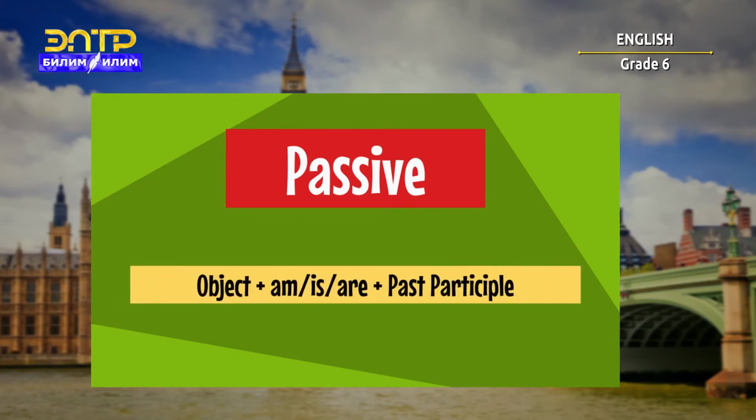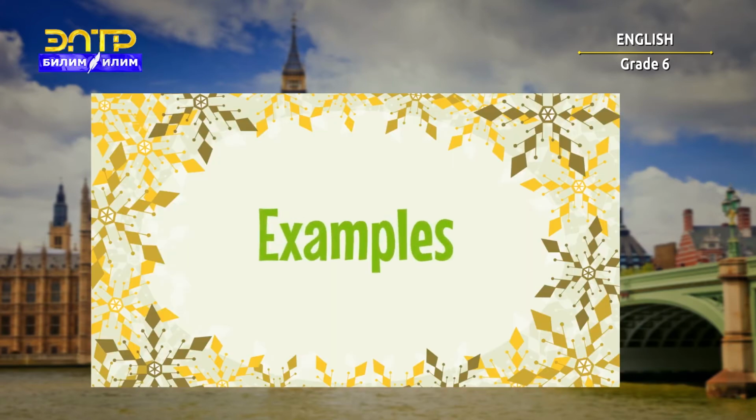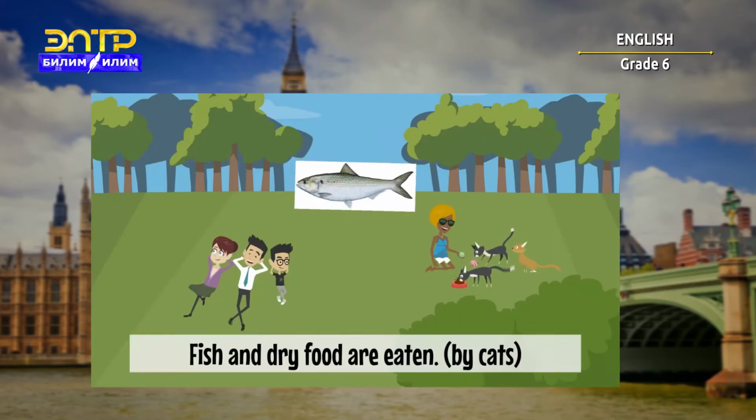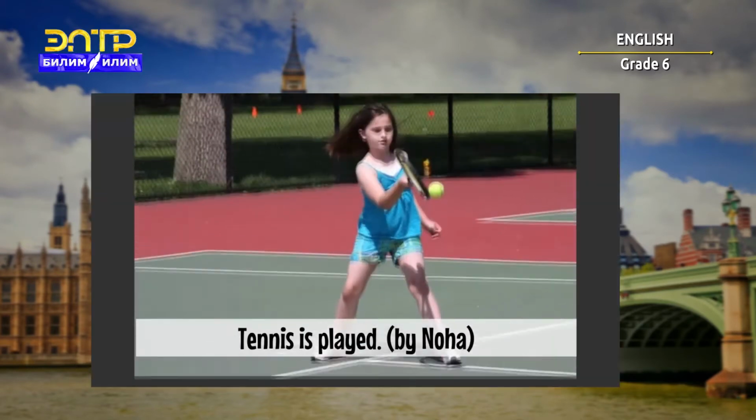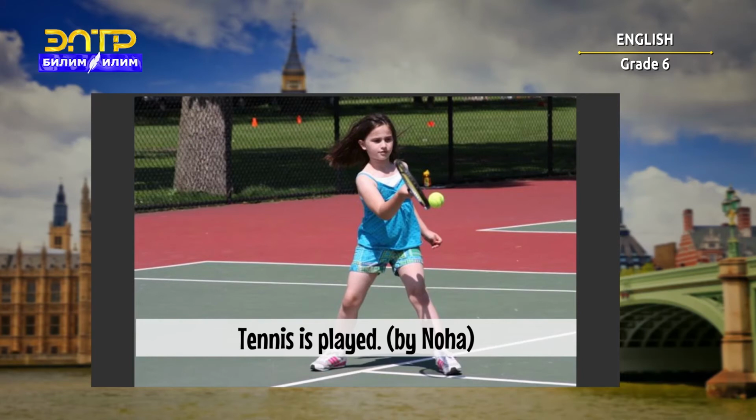Passive: object plus am, is, are plus past participle. Examples: fish and dry food are eaten by cats. Tennis is played by Noah.